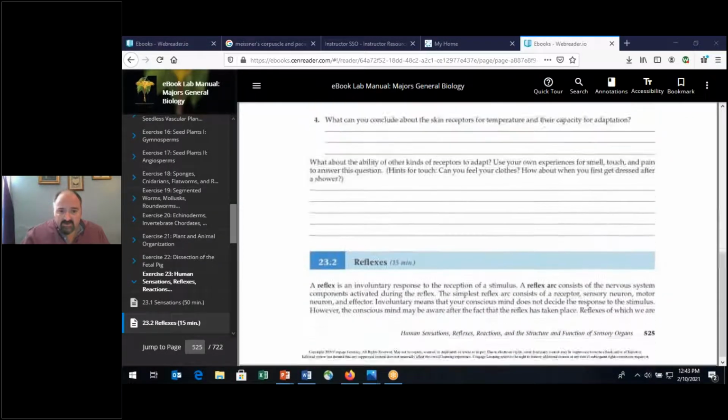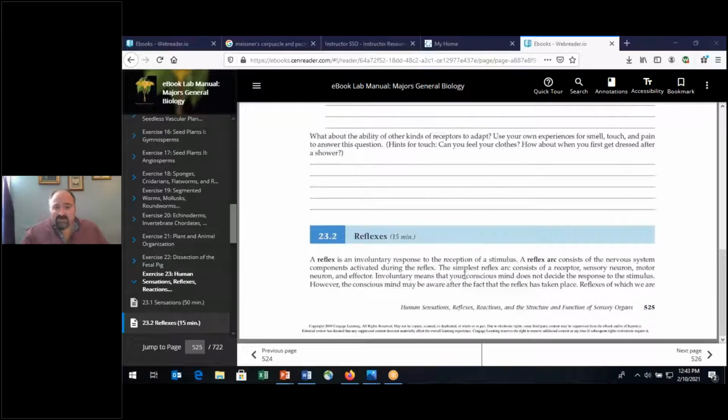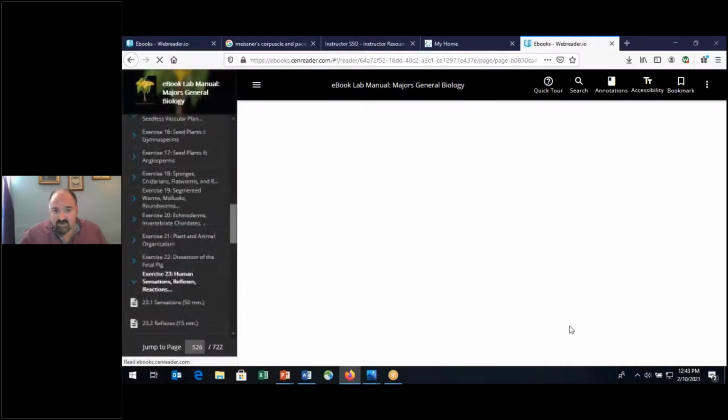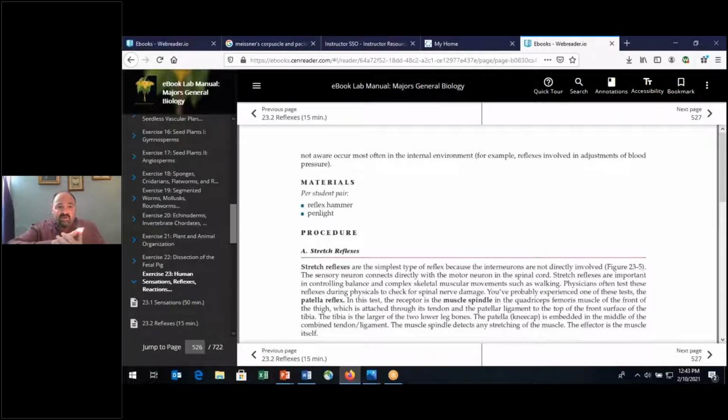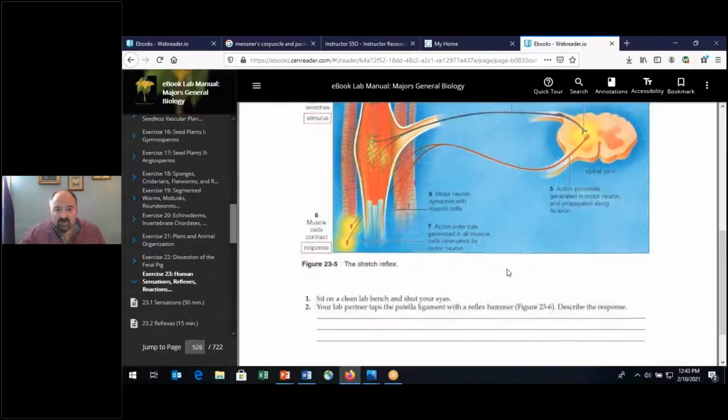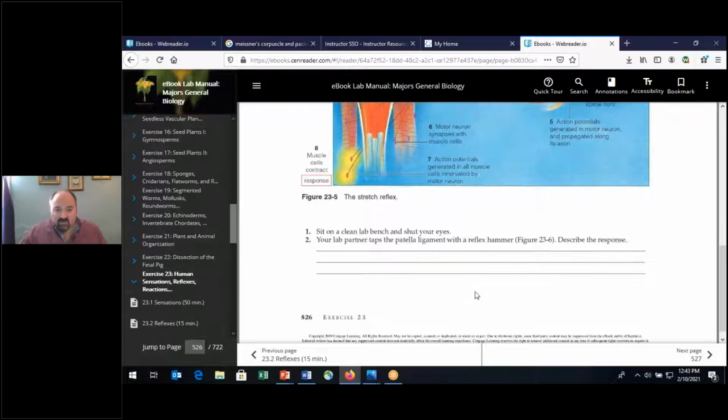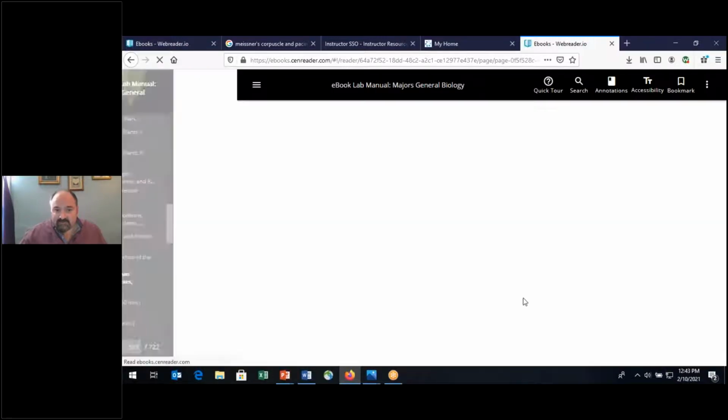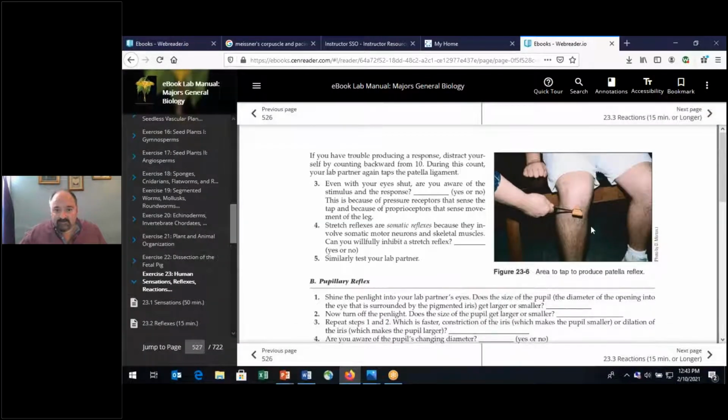So 23.2, then we go to the reflexes. You'll see here, then go to the next page. Again, like I said, instead of a reflex hammer, you can use the knife edge of your hand to elicit the response, the reflex. Answer the questions. You'll see here what's taking place with the reflex hammer.